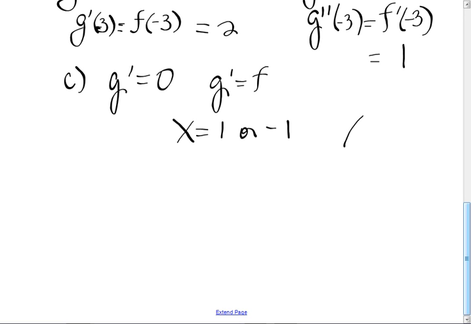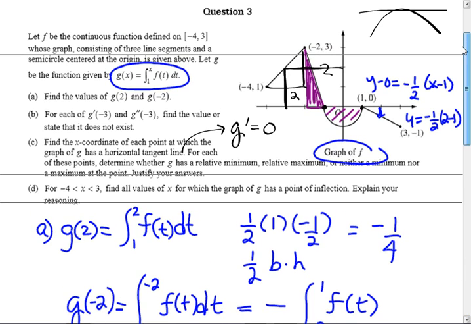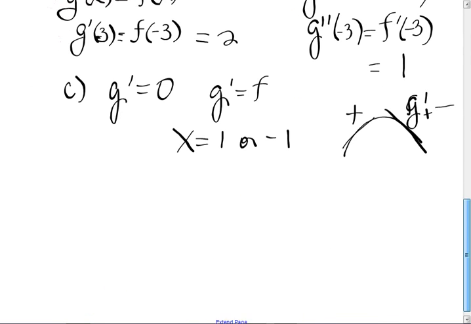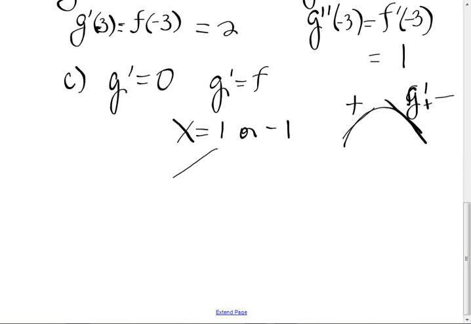Now, to have a maximum, what had to happen to your slope? Go from positive. Call it G prime. It has to go from positive to negative. So what about at 1? It goes from negative to negative. So it's neither. But at 1, it goes positive, negative.